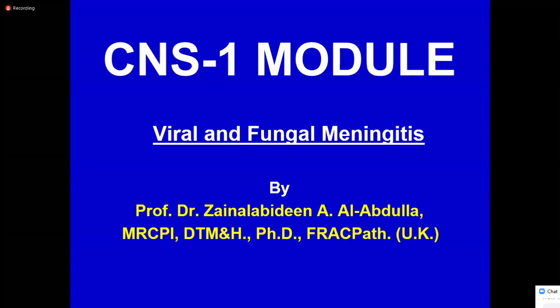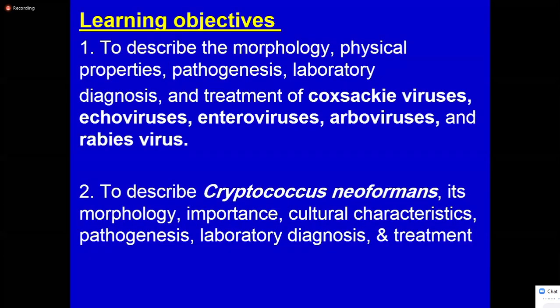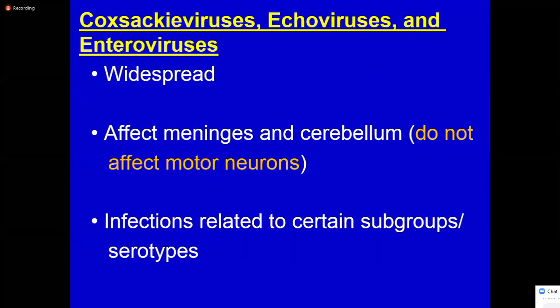Viral and fungal meningitis. We said we are going to describe viruses from morphology, physical properties, pathogenesis, laboratory diagnosis, and the treatment of Coxsackie viruses, ecoviruses, enteroviruses, arboviruses, and rabies viruses. Remember, these are the viruses that we would like to study today in regard to the CNS1. Also to describe a fungus, which is Cryptococcus neoformans: morphology, importance, cultural characteristics, pathogenesis, laboratory diagnosis, and a few lines about treatment. So let us start with the viruses.